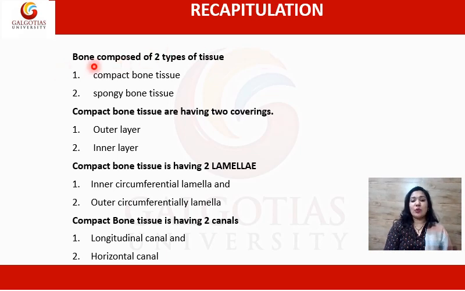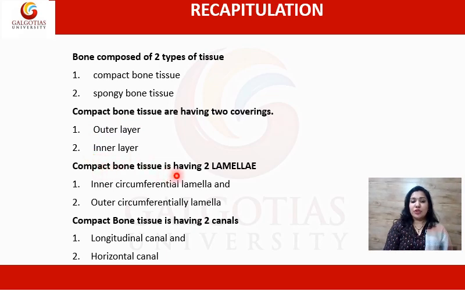We discussed that bone is composed of two types of tissue. The first type is the compact bone tissue. The compact bone tissue covers and makes the outer hard part of the bone. The compact tissue has two layers, the outer layer and the inner layer, and these two layers form the whole hard surface of the bone. The other part is the spongy bone tissue. The spongy bone tissue is the porous, firm, softer part of the bone which is inside the compact bone tissue.